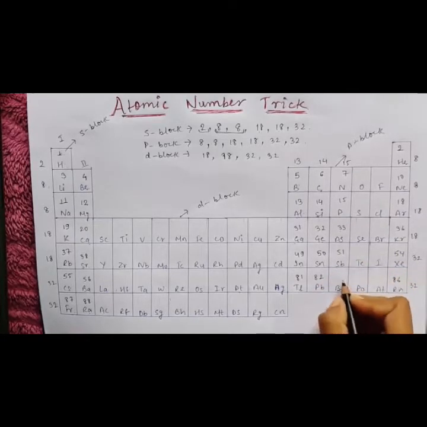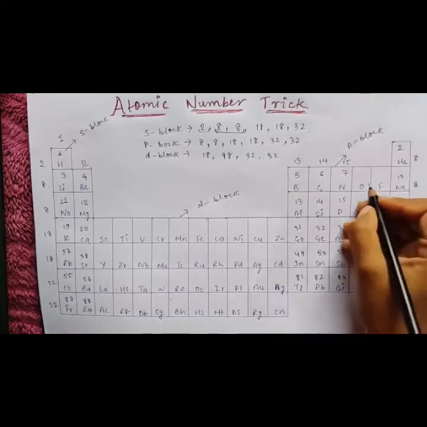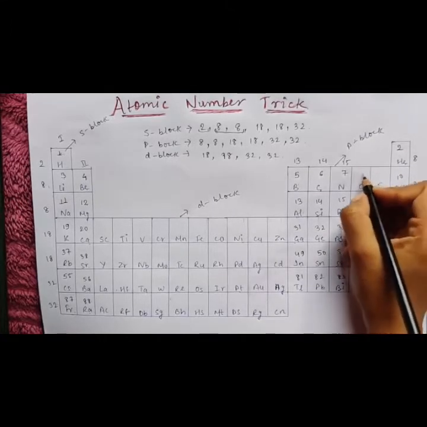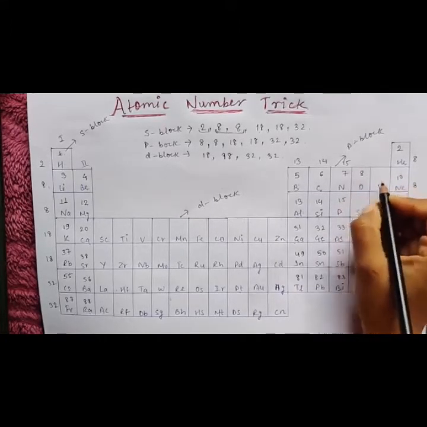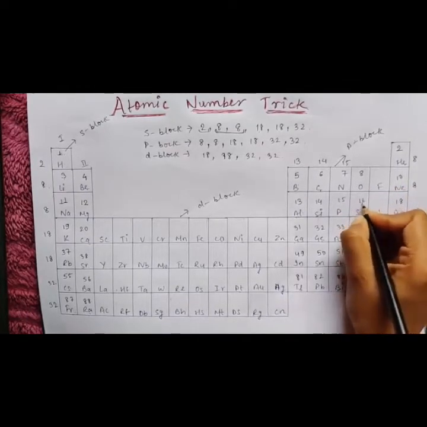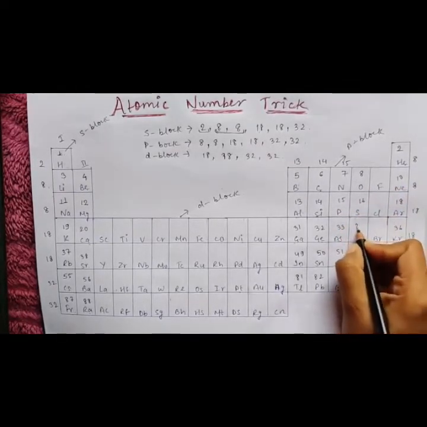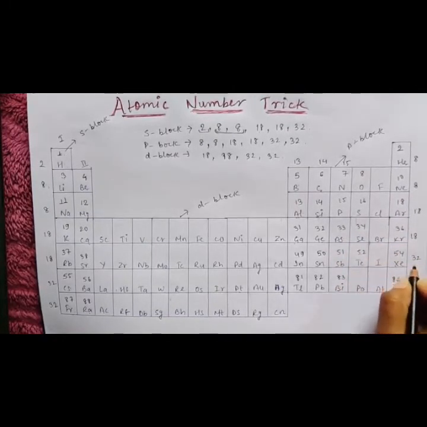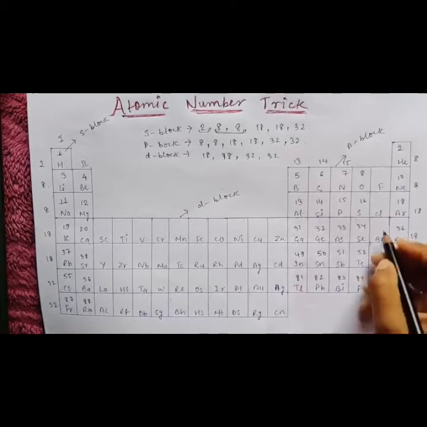This is the same order. So first, if you know the first elements, add this 6A. This is a 6A. 6A valence electronic configuration is NS2 NP4. Yeah, 6A. These are the 6A elements.